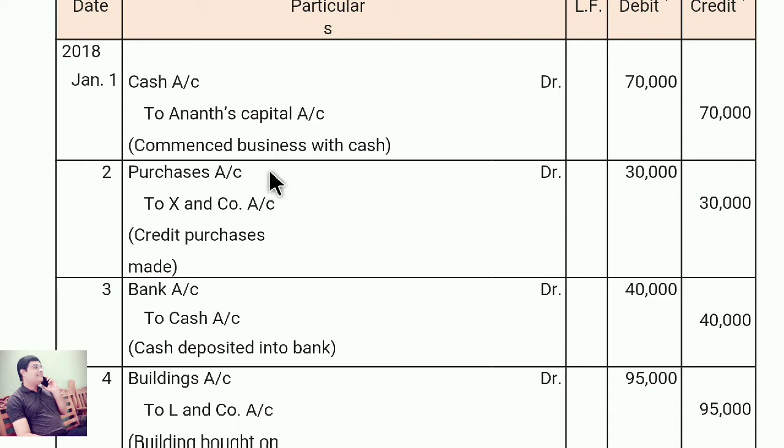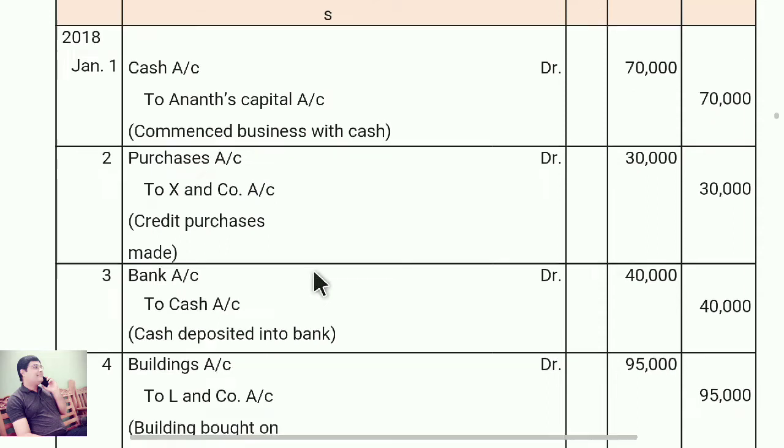Purchase is which account? Purchase is a nominal account. So expenses will be debited. X and Company is what? It is a personal account. So debit the receiver, credit the giver. X and Company is the giver. So it is credited. Next one.